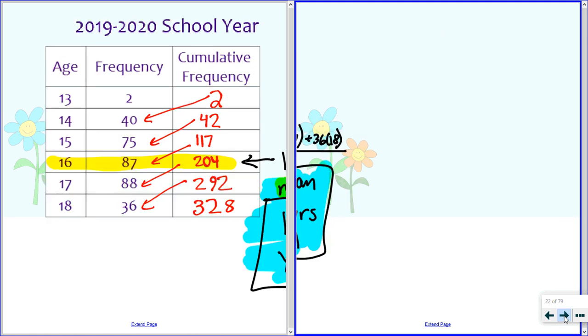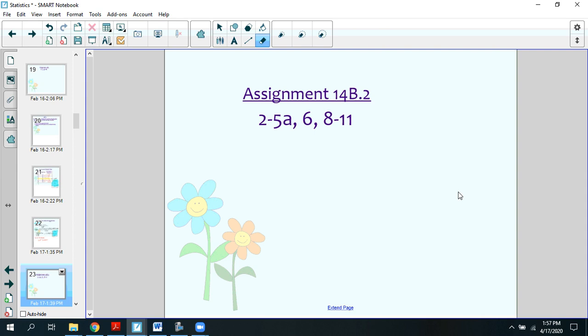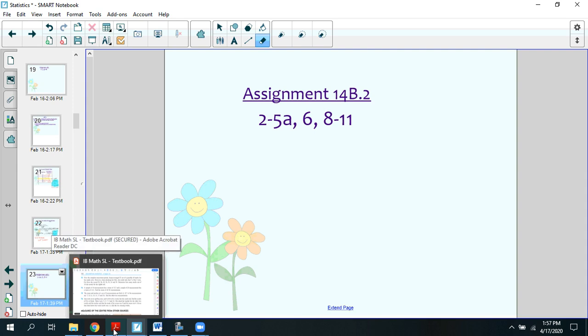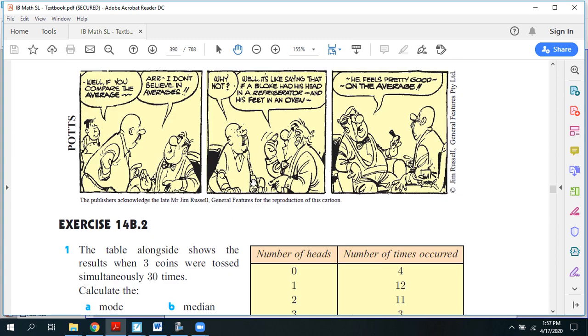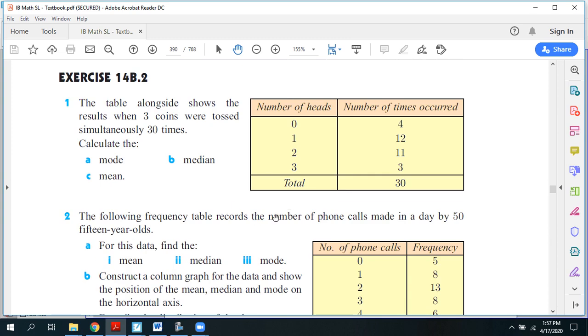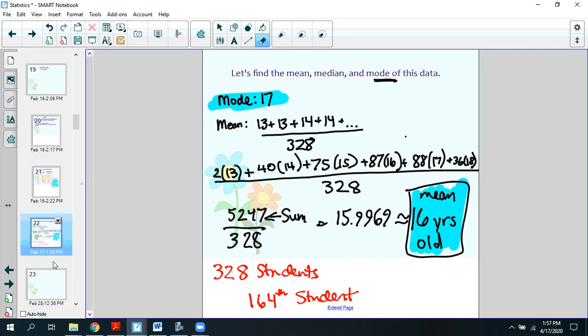Okay, now we have our assignment for 14B.2. It's going to be 2 through 5A, 6, and 8 through 11. So if we bring up that assignment, that is going to be on page 390. So let me go back and just note this is page 390, and the textbook is provided for you in Google Classroom.